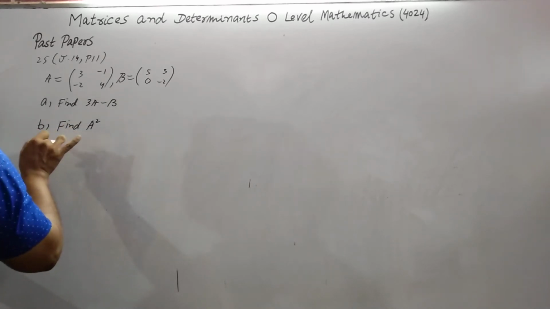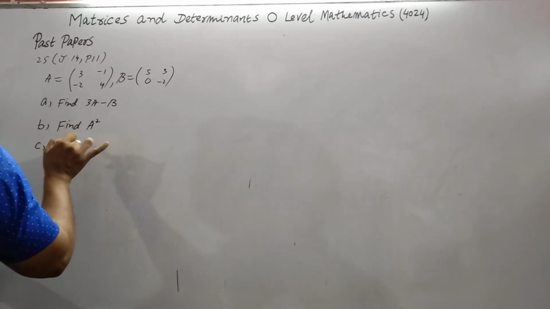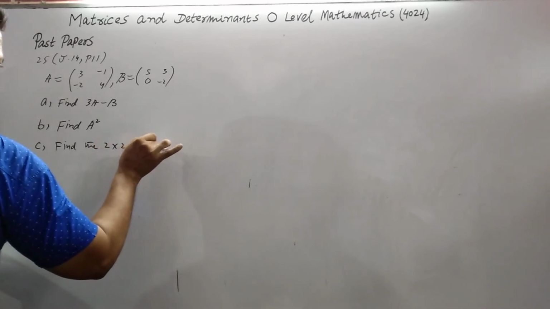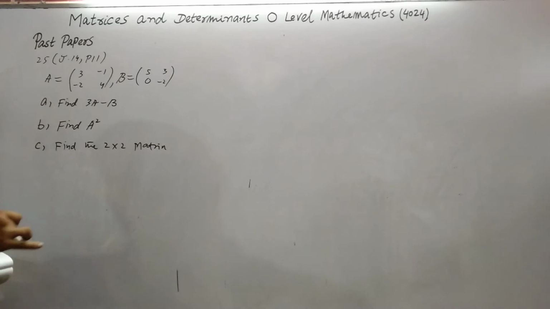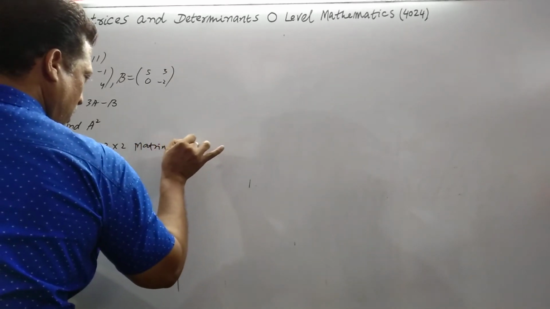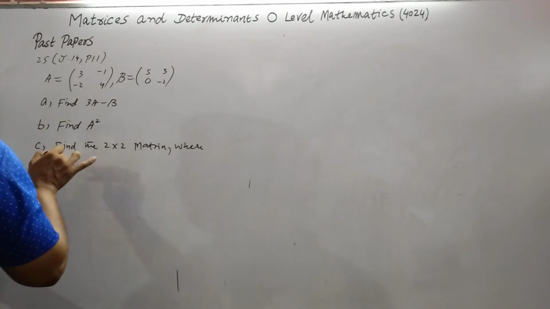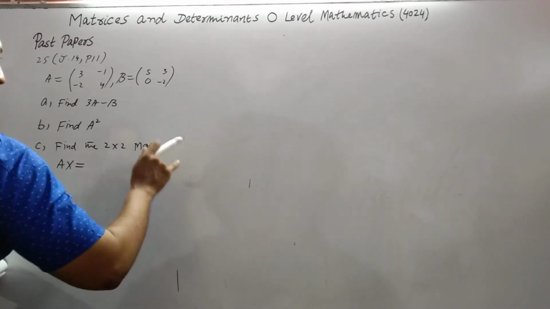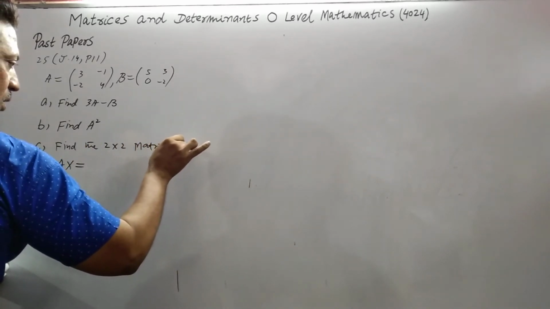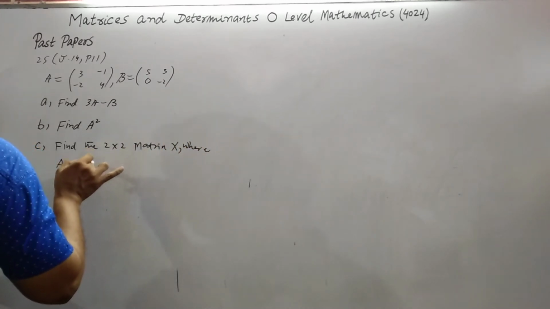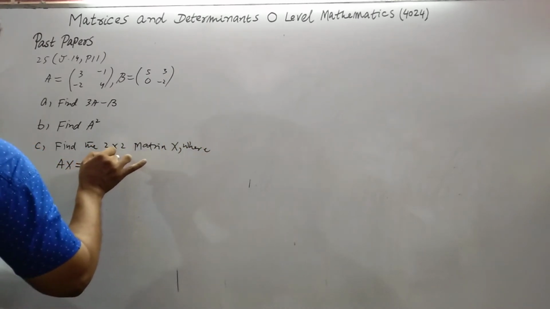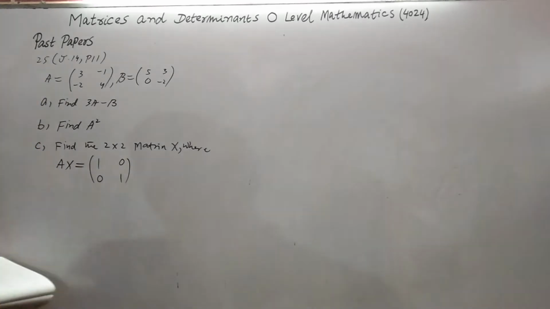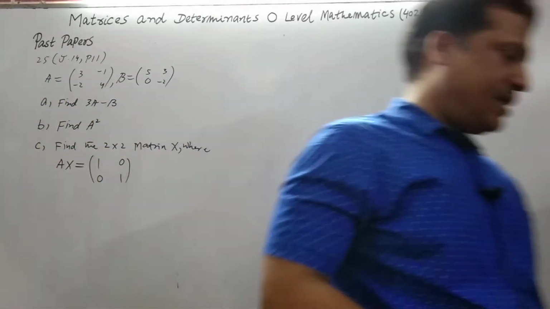Part C, find the 2 by 2 matrix X where AX is equals to 1 0 0 1. This is the question.